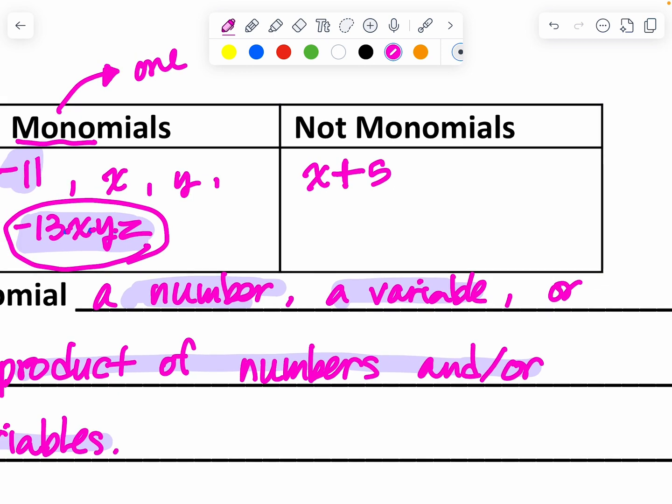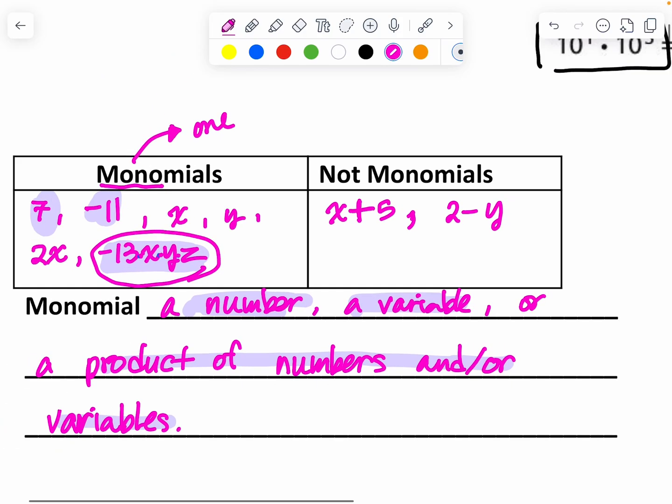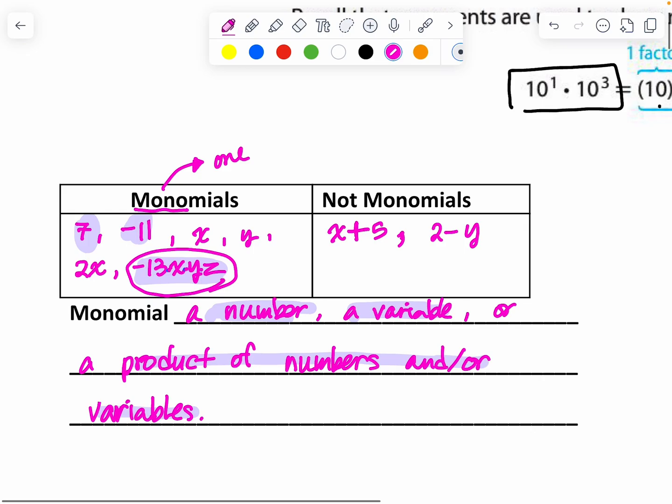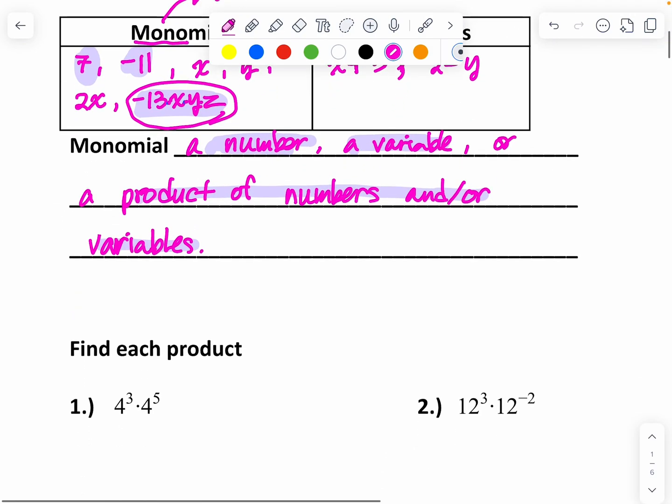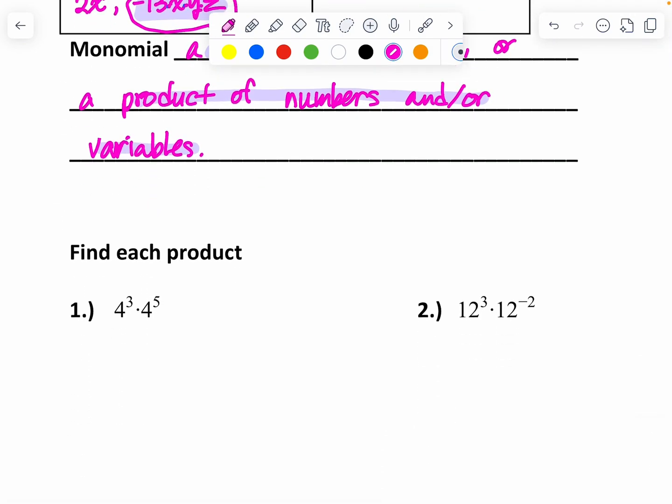So there is that. Subtraction, same thing. You can't have like 2 minus y. That is not a monomial. That would be binomial, okay? All right, let's get to some problems and practice multiplying powers.